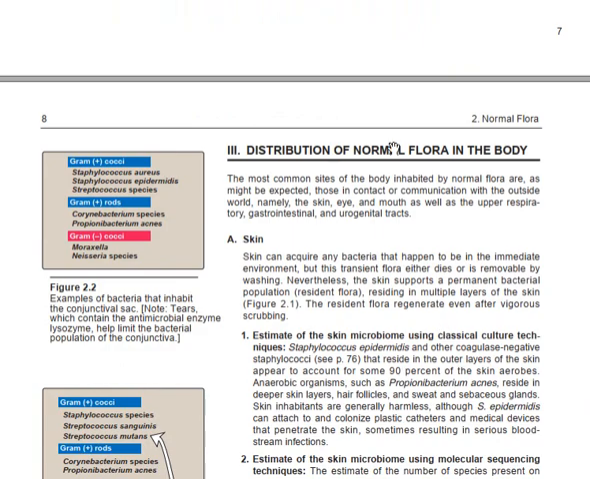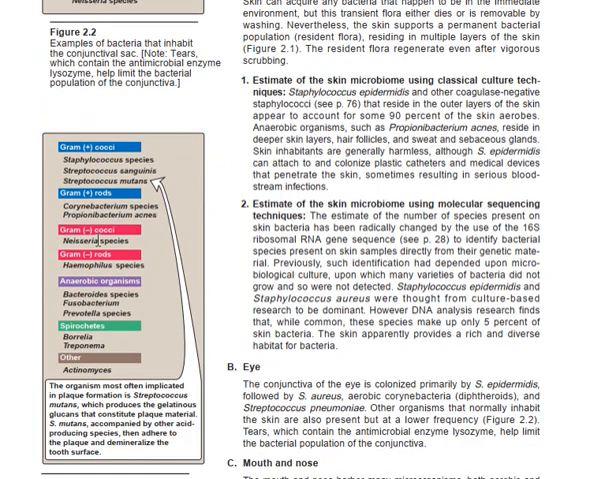So now we have the different microbiomes. We said examples of bacteria that inhabit the conjunctival sac. You have gram-positive cocci such as Staphylococcus aureus, Staphylococcus epidermidis, Streptococcus species. Also we have the gram-positive rods like Corynebacterium species, Propionibacterium acnes, and we have gram-negative cocci like Neisseria species, and we have Moraxella. These ones are going to inhabit the conjunctival sac. Is it clear? At the level of the eye.